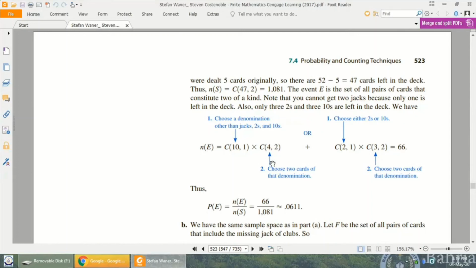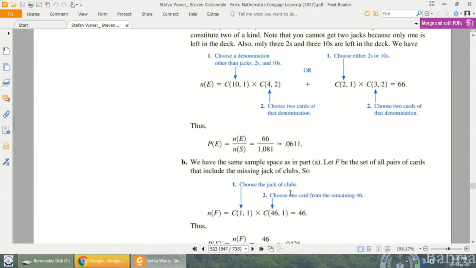4 divided by 4 into 3 divided by 2. So 2 will be cancelled, and there will be 6 remaining in the numerator, and you multiply it with 10, you get 60. And in here you have 2, C1 would be 2 into 3, C2 would be actually 3. So 3 into 2 would be 6. So 60 plus 6, you get 66 in this case. So you have 0.0611.